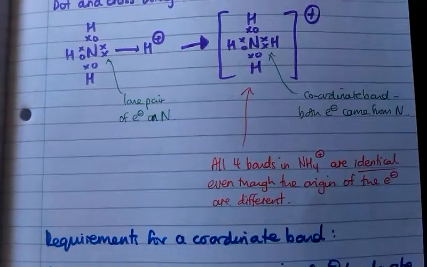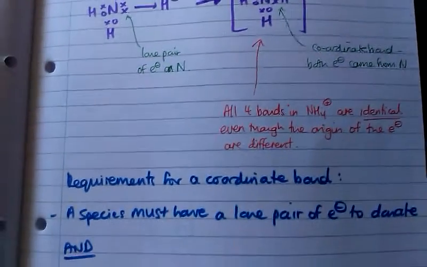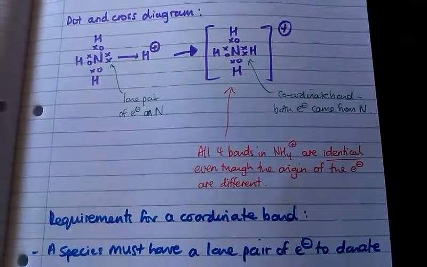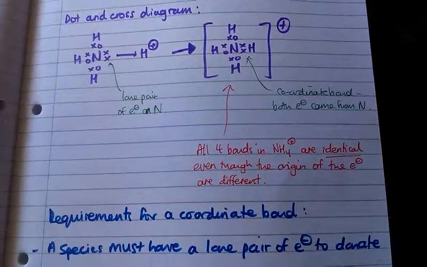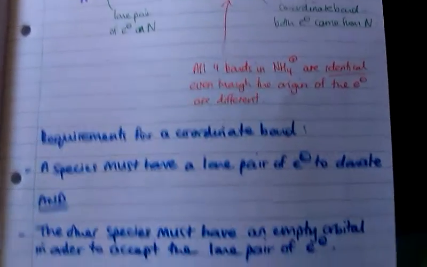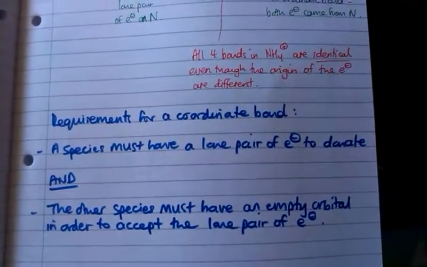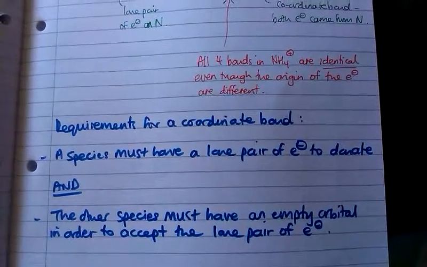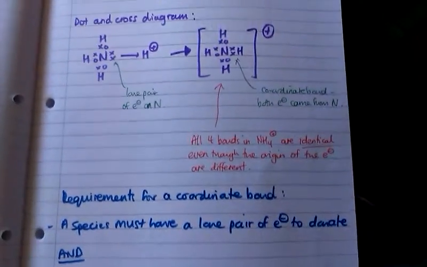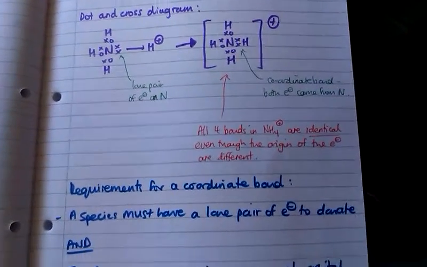So the requirements to form a coordinate bond are: we must have a species that's got a lone pair of electrons to donate. So in this case, the nitrogen had the lone pair of electrons. And we must also have another species that's got an empty orbital in order to accept that lone pair of electrons. So in that example, that was H+.